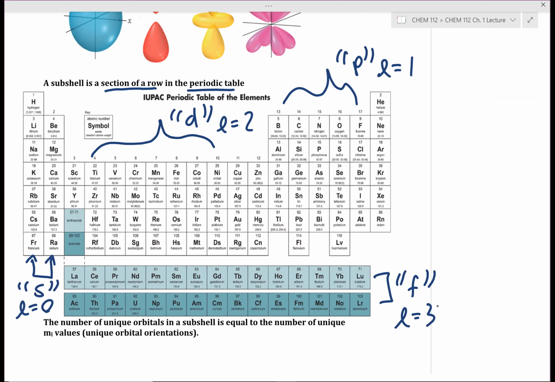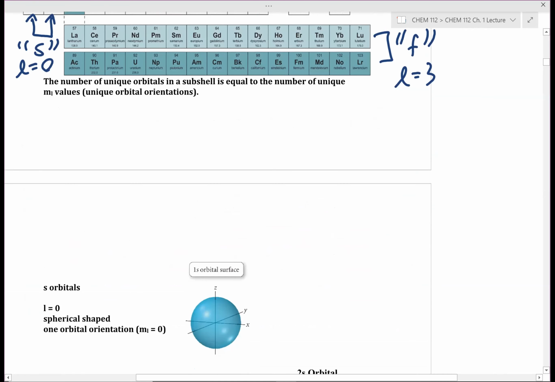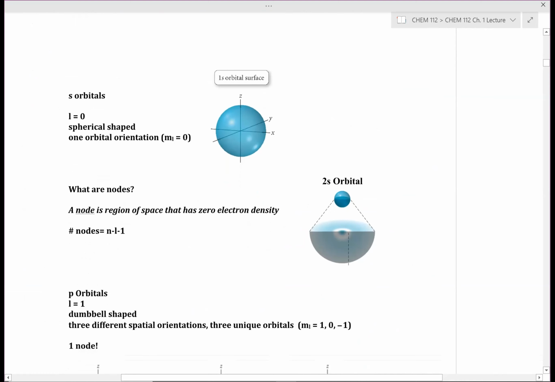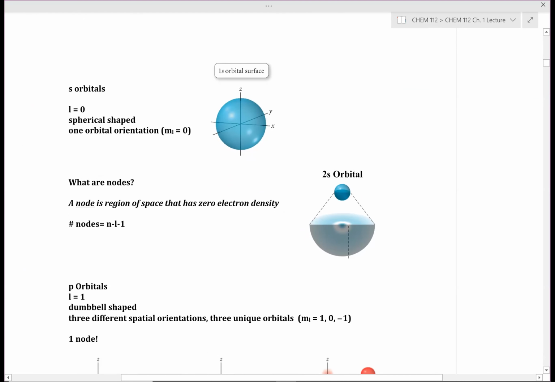Okay. So let's now take a look at each of these L values and each of these orbitals. We're going to get quite acquainted with each of these orbitals, as these are the principal ways that we're going to describe bonding or sharing of electrons between atoms. So first and the easiest to describe is our s orbital. An s orbital corresponds to L is equal to 0. As we can see from their shape, they are spherically shaped and they have one orbital orientation.